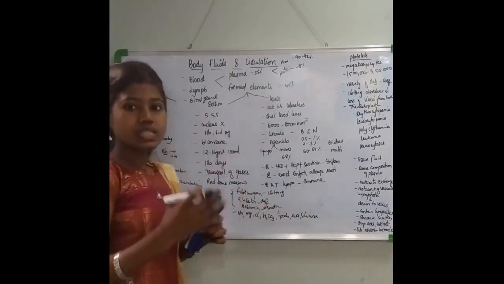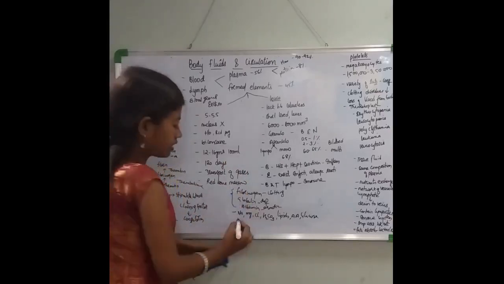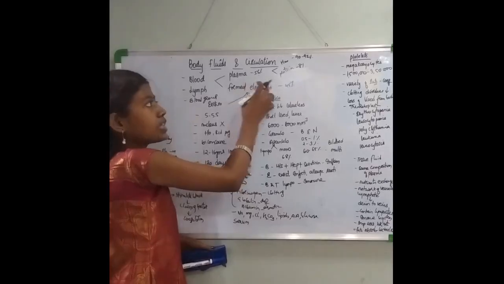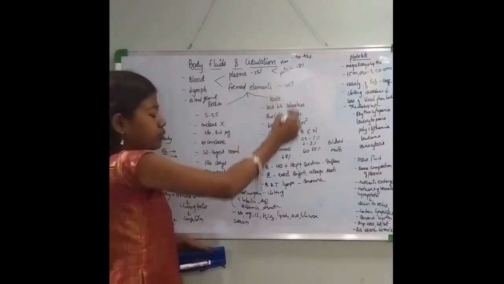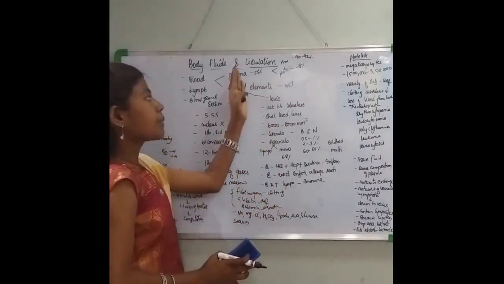Now, what is serum? Plasma without the clotting proteins is called the serum. So this is about the plasma.